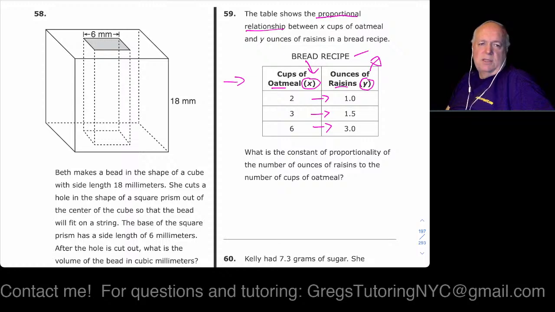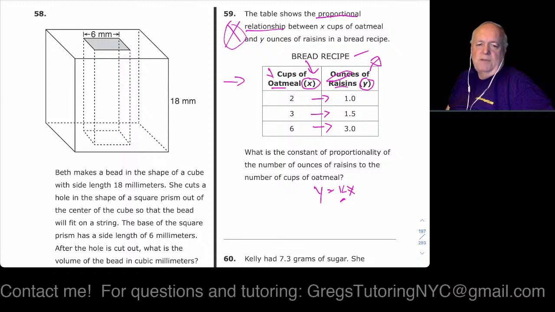A lot of kids skip the words up here. These are still important. The table shows the proportional relationship between a cup of oatmeal, which is the X, and Y ounces of raisins. So these are in ounces, right? So if it's proportional, that means they're in ratio to each other. So we normally have an equation y equals kx. Okay, k is called the constant of proportionality.